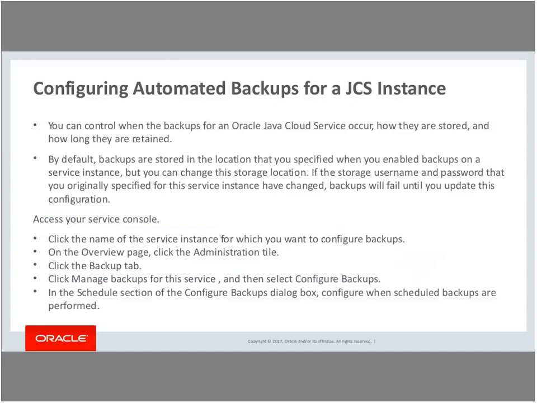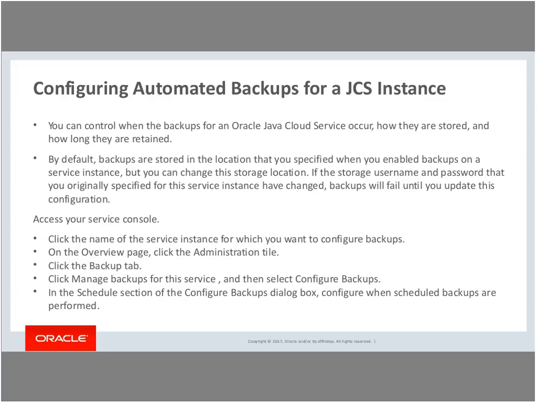You can configure either automated scheduled backups, or at the same time we can also take on-demand backups as needed. We'll talk about it one by one. Here we can control when the backups for Java Cloud Service occur, how they are stored and how long they are retained. By default, backups are stored in the location that we specified when we enabled backups on a service instance. But you can change the storage location as needed. You can create different storage volumes and use those.